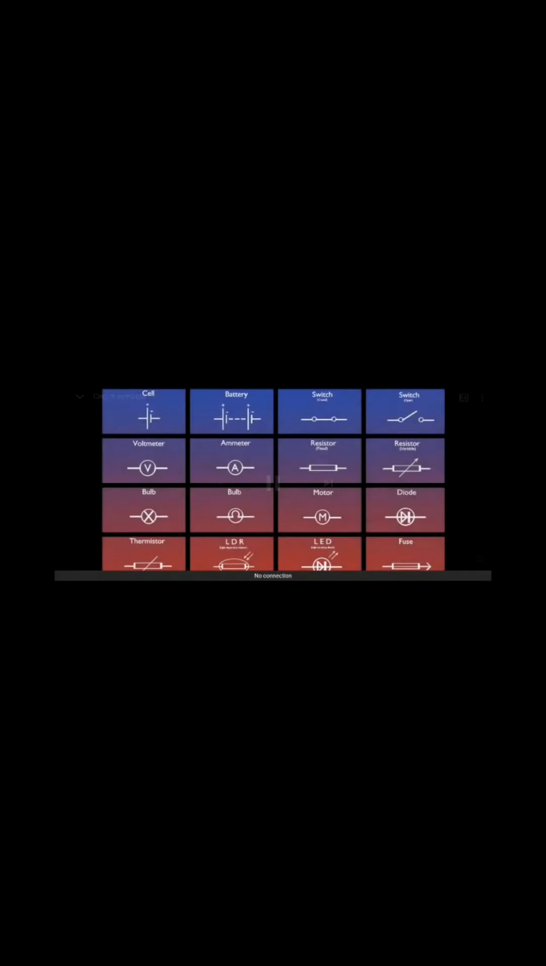See, these are the various types of symbols which can be used in electrical drawing. Okay, first the cell. A cell provides electrical energy to push electrons around a circuit and create current. The larger side of the cell is the positive side and the smaller side of the cell is the negative side.